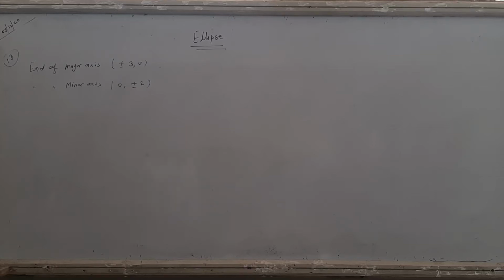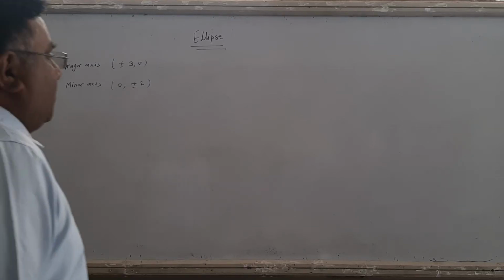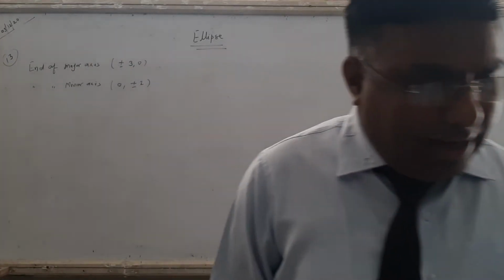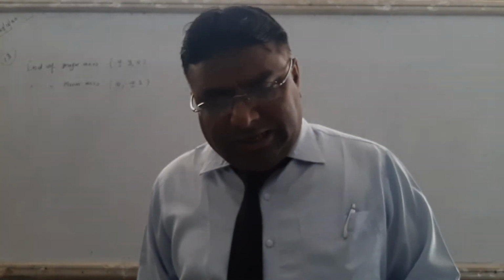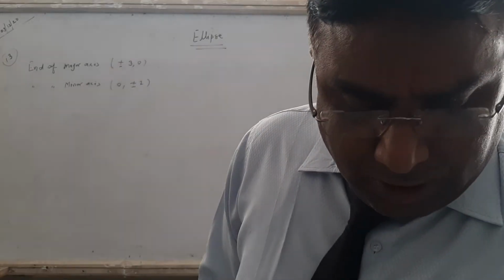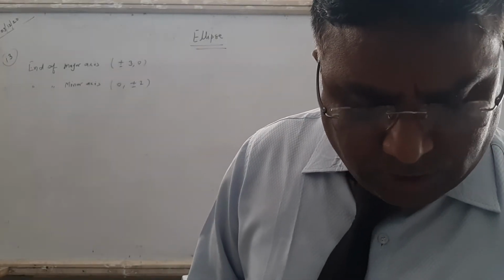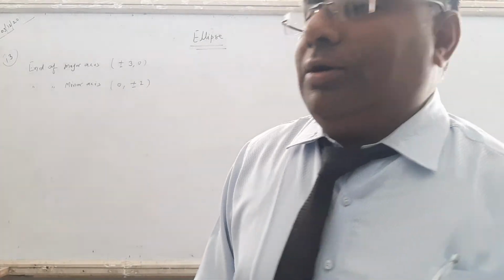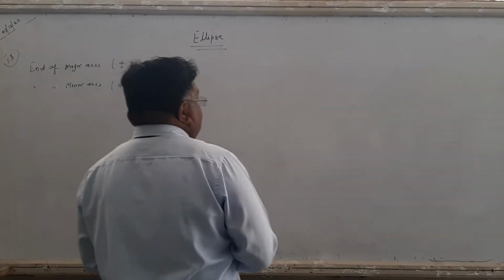Good morning, student. Now, it's the same topic, ellipse. In conic section, there is a third topic, that is the ellipse. And the first thing, what is the standard form of the ellipse? The standard form of the ellipse is x square upon a square plus y square upon b square equals to 1. This is the equation of ellipse in standard form.